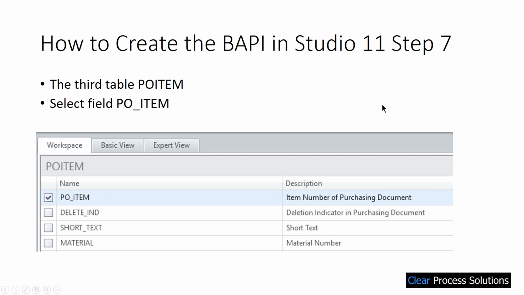PO item is pretty much the 10, 20, 30, 40, the PO items. And if anything else you want to set up in the PO, if you want to change the short text or the material, you can do that.